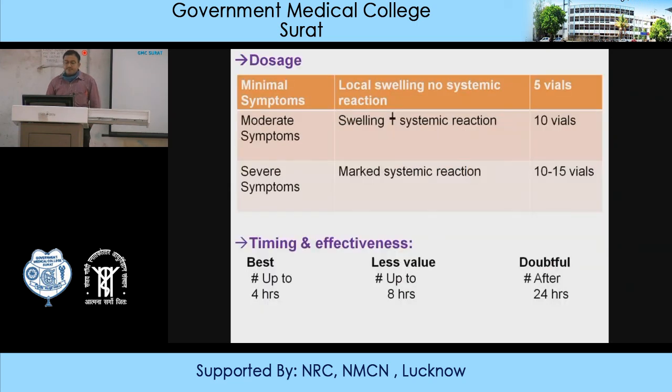Now dosage. Minimal, local swelling, no systemic reaction: 5 vials required. Moderate symptoms, swelling plus systemic reaction: 10 vials required. Severe symptoms: 10 to 15 vials. Now timing and effectiveness of anti-snake venom serum. Best if the patient reaches within 4 or up to 6 hours. Less value up to 8 hours and doubtful after 24 hours.